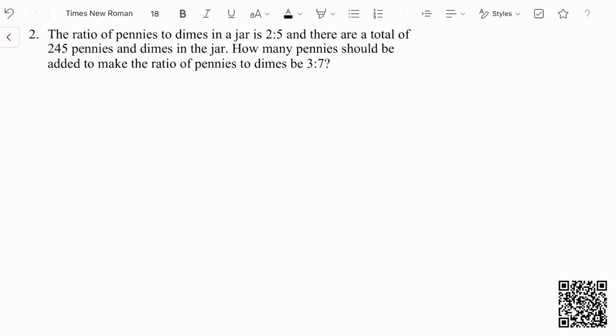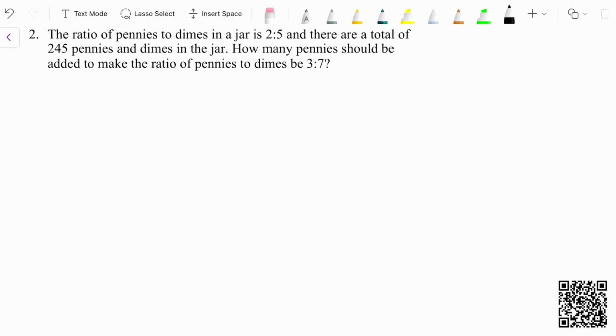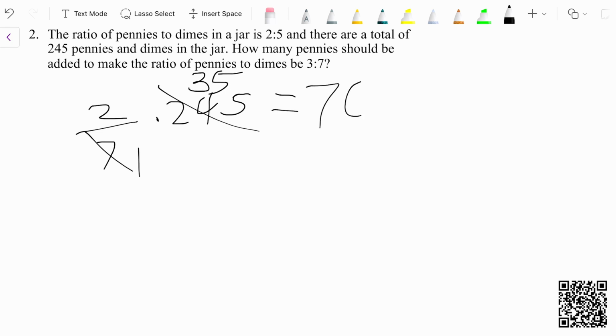Anyway, the ratio of pennies to dimes in a jar is 2 to 5, and there are a total of 245 pennies and dimes in the jar. How many pennies should be added to make the ratio of pennies to dimes be 3/7? So at the moment, 2/7 of the coins in the jar is pennies, because there are 7 parts in total. So then we just multiply, and since this is 35, there are 70 pennies in the jar at the moment.